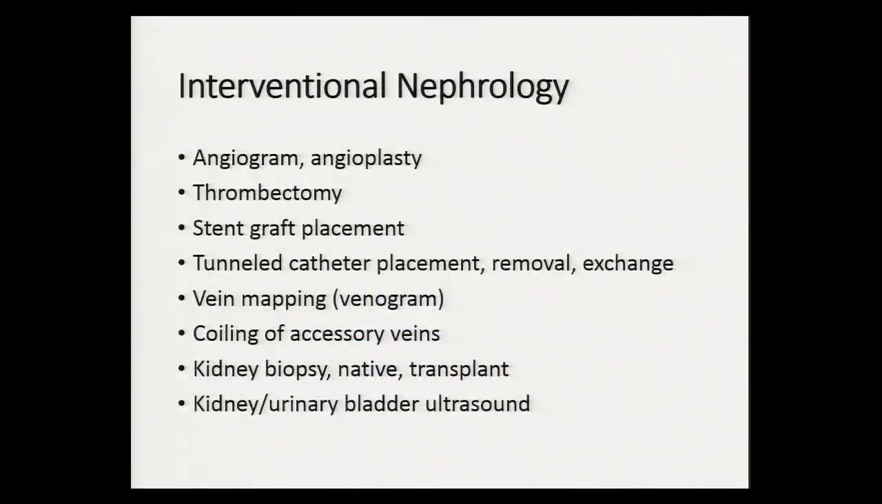So that is pretty much it. I just want to mention a few other things that we do other than vascular. We can work on tunneled catheters. We can place a catheter, remove a catheter when it's no longer needed, exchange a dysfunctional catheter. We do vein mapping by venogram. That does not show you the artery, but that's preferred when you suspect there might be central vein stenosis, such as patients with prior PICC lines, tunneled catheters. We can coil an accessory vein. We do kidney biopsies, native and transplant, and we just do regular non-invasive kidney and bladder ultrasounds, both in the office and in the hospital.